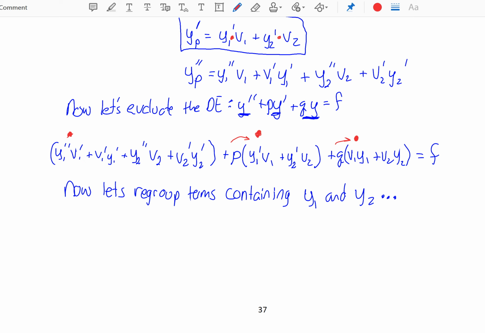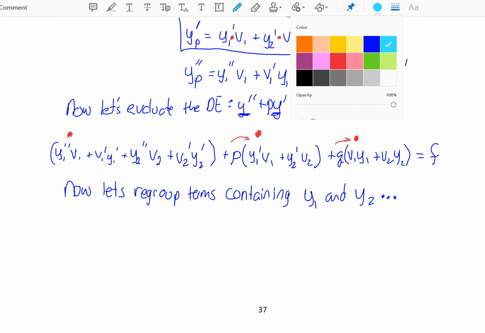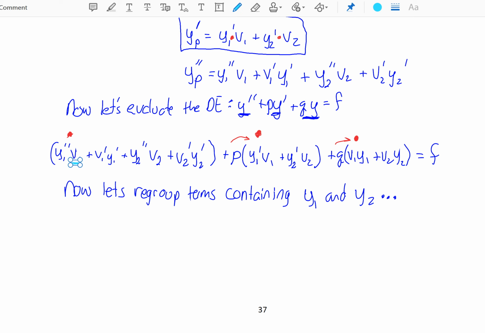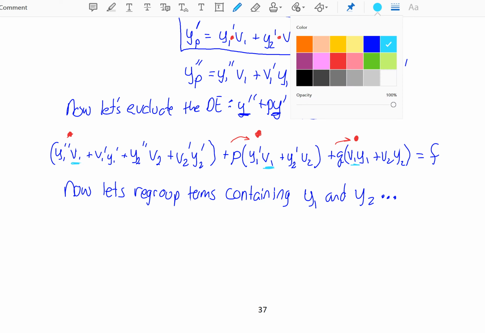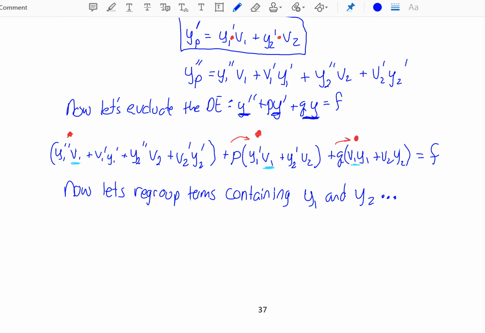Oh, and I've got an extra derivative here. There shouldn't be a derivative on that. Okay. All three of these terms have a v1 on them. A v1 with no derivative. So I'm going to regroup these three terms, and I'm going to also factor out that v1, which means I can write them as v1 times y1 double prime plus p times y1 prime plus q times y1.